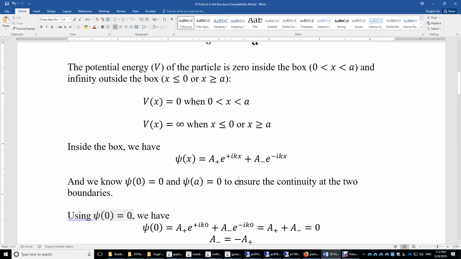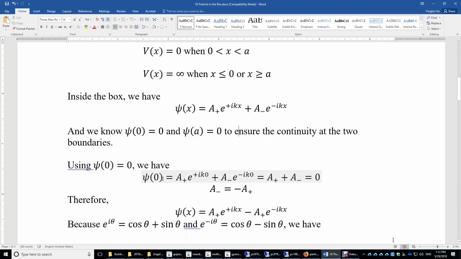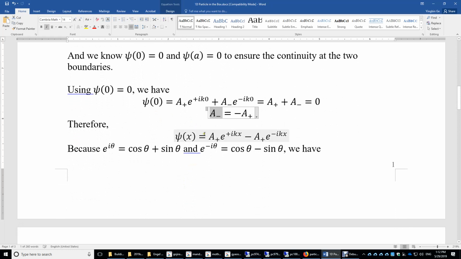Using the first condition, psi of 0 equals 0, we plug in x equals 0 here, and psi of 0 is equal to A plus plus A minus equals 0. Therefore, this coefficient A minus is equal to negative A plus. And then the wave function of the particle will have to be A plus times e to the power of ikx minus A plus times e to the power of negative ikx.